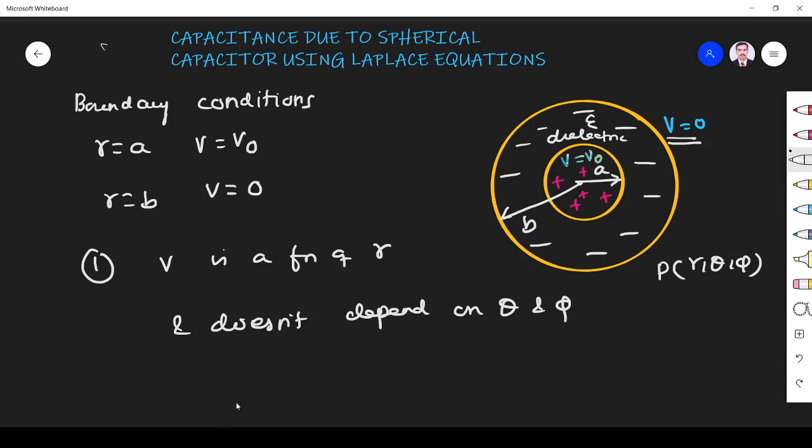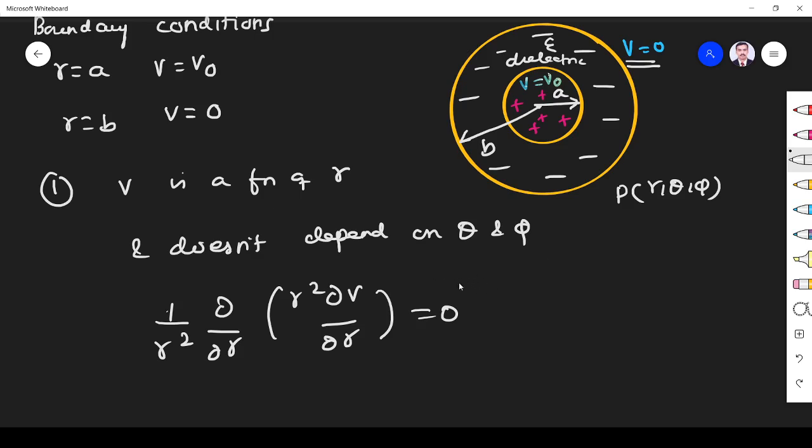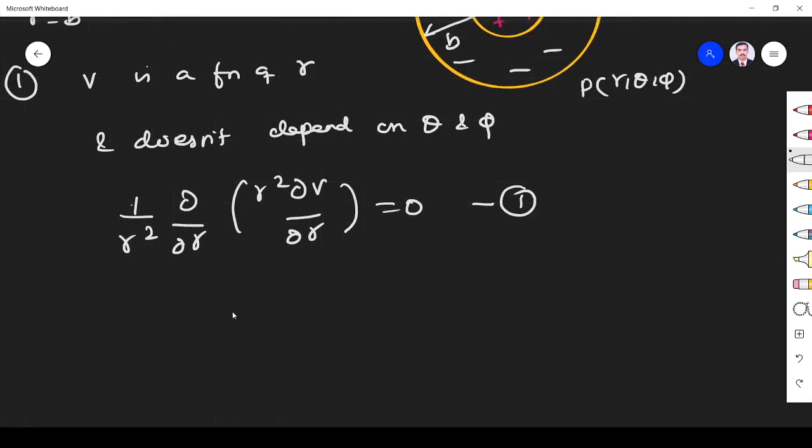So my Laplace equation becomes 1 by r squared dou by dou r of r squared dou v by dou r is equal to 0. So we just see what the Laplace equation is for spherical coordinates. The theta component and phi component are 0, and this is the only r component. What is the second step? First we simplify it: dou by dou r of r squared dou v by dou r is equal to 0.